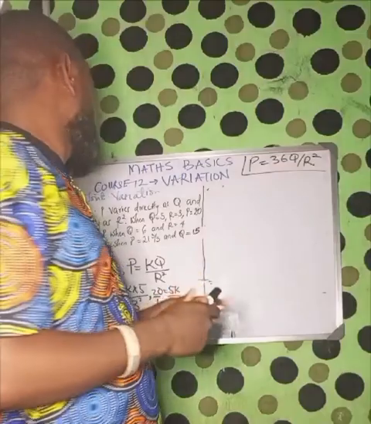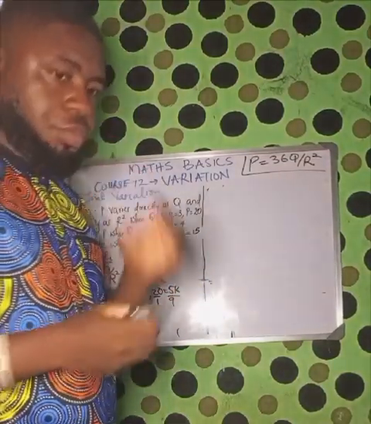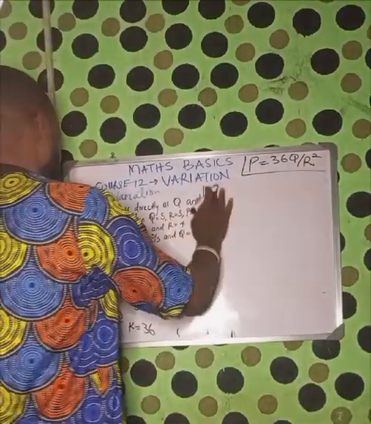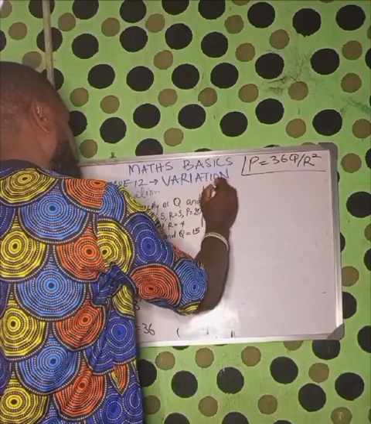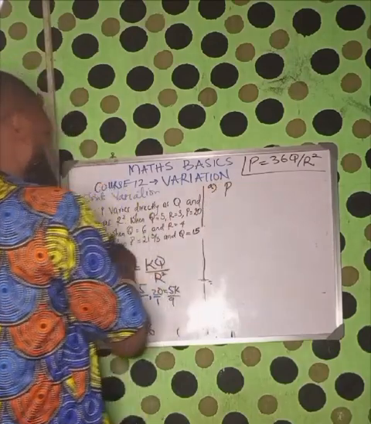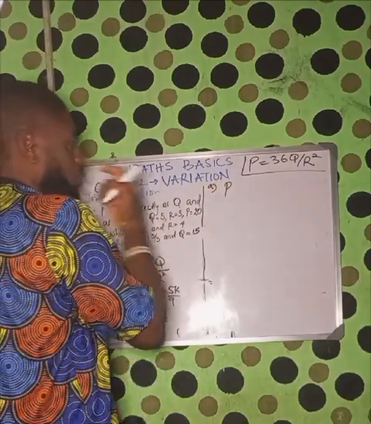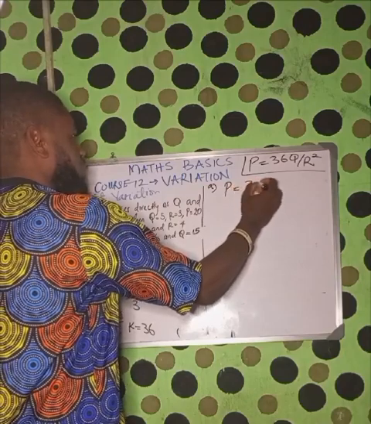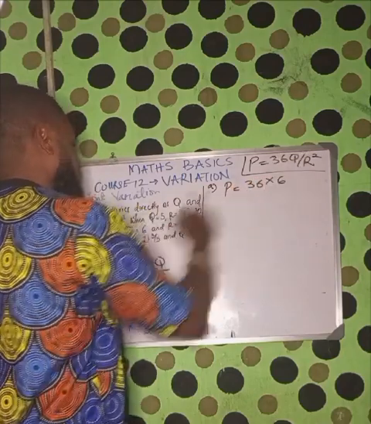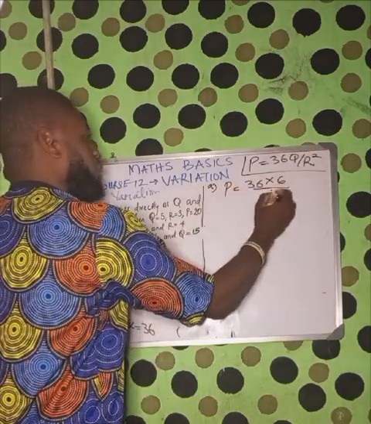This is how we solve for a and b. So very fast now. To find a, to find P when Q is 6 and when R is 4. So very fast, 36 times 6, which is Q is 6, and R is 4 squared.